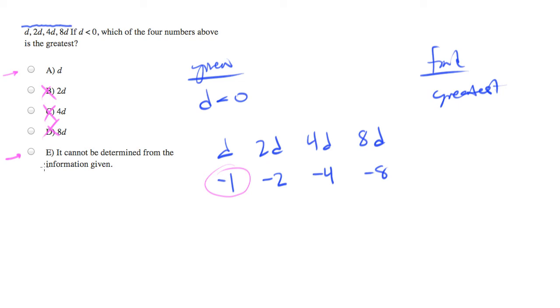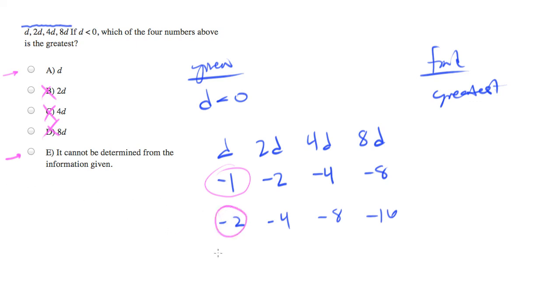And that would be the answer if a different seed for D yielded a different number as the highest, as the greatest. So let's try putting something else in for D. Let's try putting in a larger number. How about -2? Then we'll get -4, -8, and -16. And still, D is the biggest.